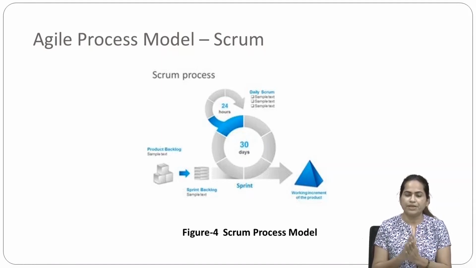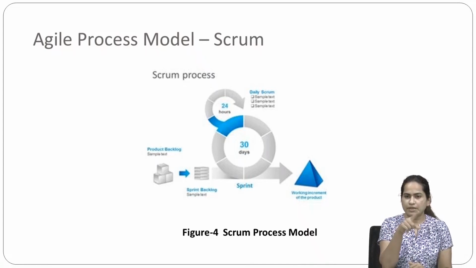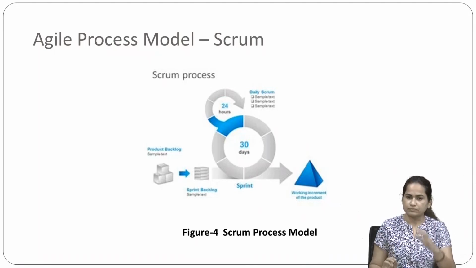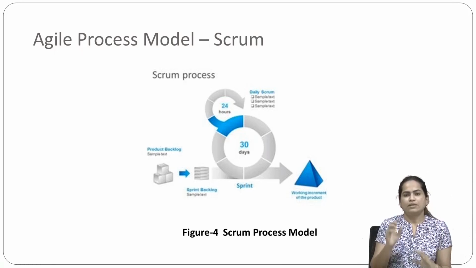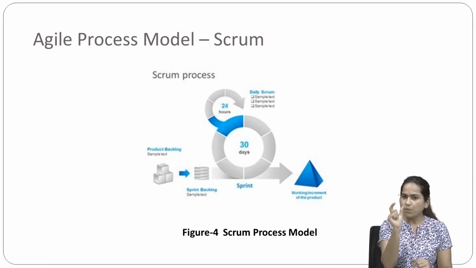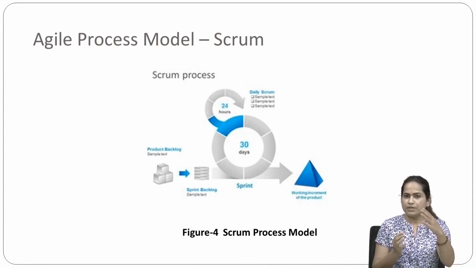Here you can see the figurative representation of the Scrum model. In one circle it is written 30 days and below it is written sprint. So whatever product we are getting in this model is called a sprint. You can see here 30 days that are divided into different parts. One part is highlighted with blue color, which indicates a small part of those 30 days. What are they doing in it? They are doing daily scrum.